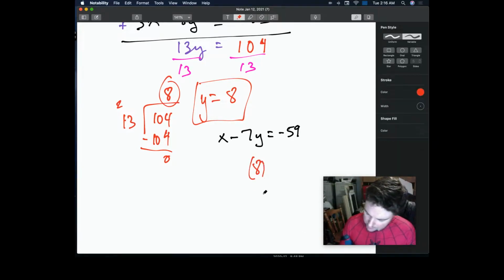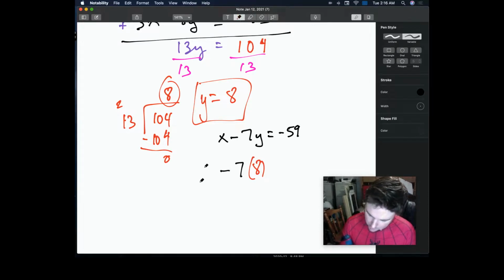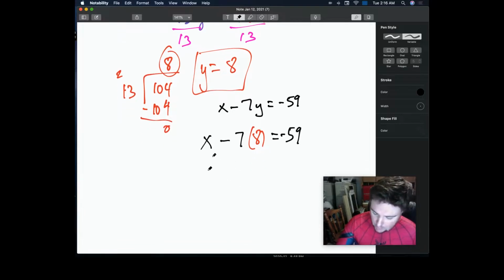So we have 8. This is going to be 7. So we have (x - 7) times 8 equals -59. And we're going to solve it. So how do we go about solving this?